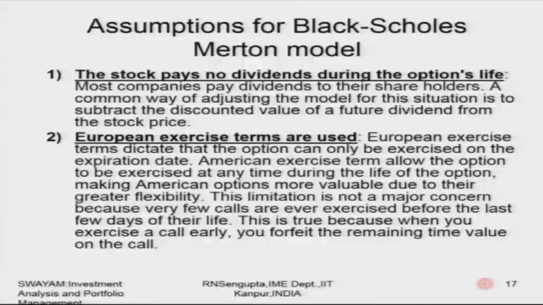Most companies pay dividends to the shareholders. A common way of adjusting the model for this situation is to subtract the discounted value, which I just told you, but initially we will consider there is no dividend paying one. We will also consider that the time to expiration, based on which the option can be exercised, is at maturity. So, we would not be considering any American options. European exercise terms are used.